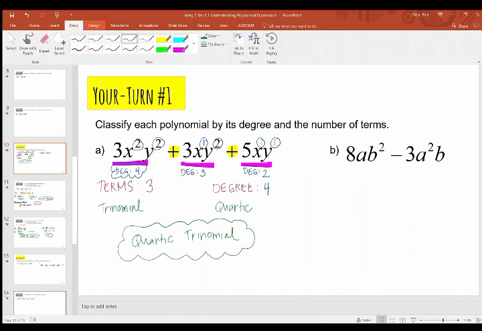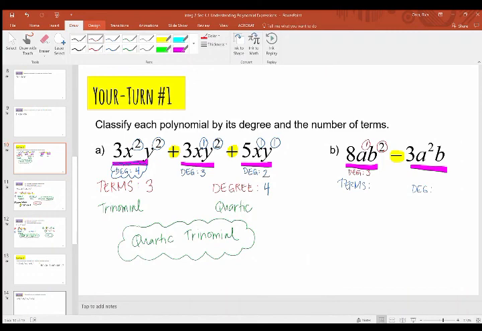Let's go ahead and quickly do problem B. We know that we have two terms. And as for the degree, let's go ahead and find the degree of each monomial, and then from there, identify the biggest one. So A has an exponent of 1, and B has an exponent of 2. The degree of this monomial is 1 plus 2 is 3.